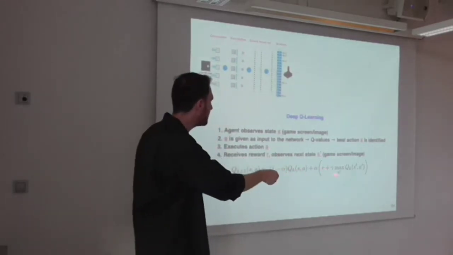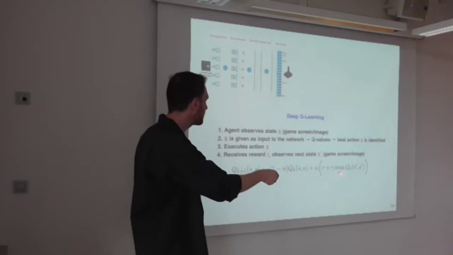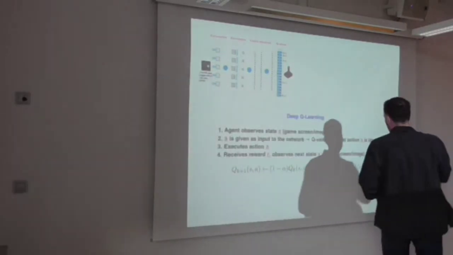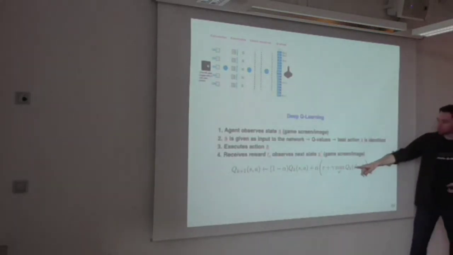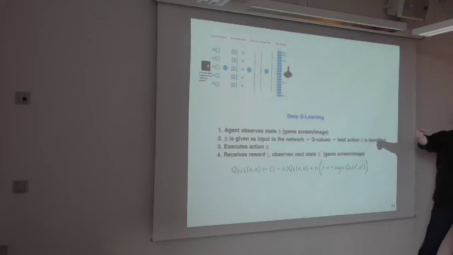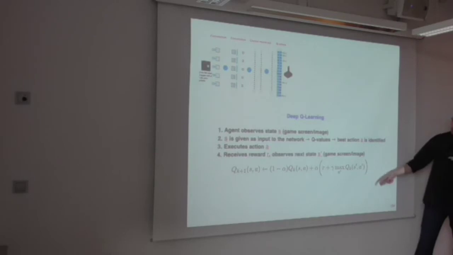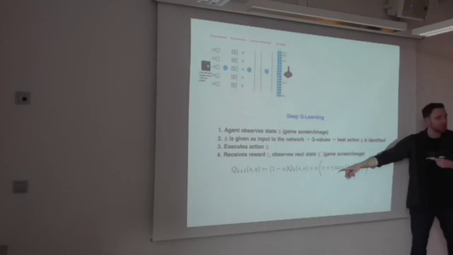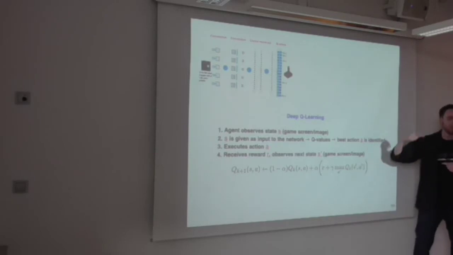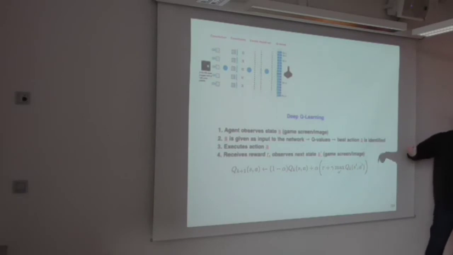The reward you got, and then we have to compute this max. You do the same thing. How do you compute this max? S prime is the next screen of the game. And you need to compare all possible actions and check which action has the highest Q in this next screen of the game. How do you compute this term?